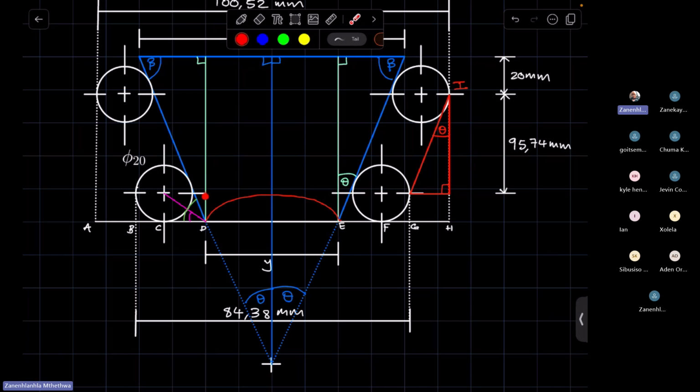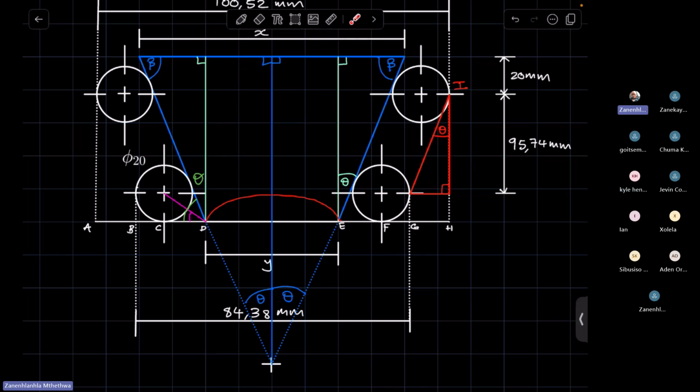If you look at this line and this line, this is perpendicular to that. So meaning this angle is 90 degrees. So if this here is theta, it means this angle is going to be equal to what? 90 minus theta. And 90 minus theta is equal to what? Is equal to beta. Can we see that?